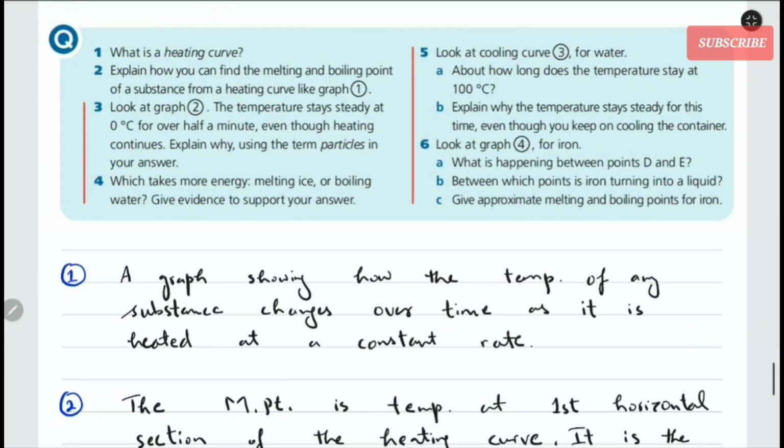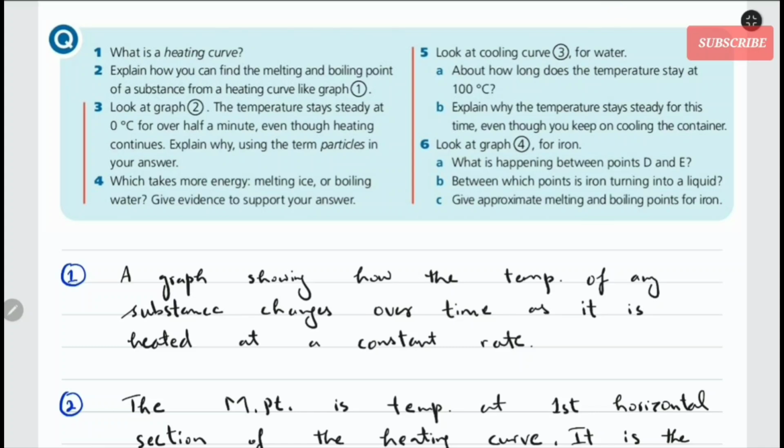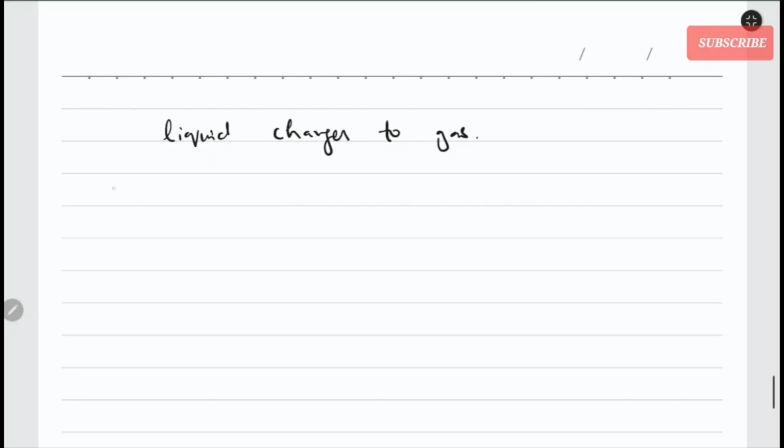Let's go to question number 3 there. Okay. So question number 3. I think I read that before. So look at the graph. We saw the graph at 0 degrees Celsius for over half a minute, even though you are heating it. So let's try to explain that.